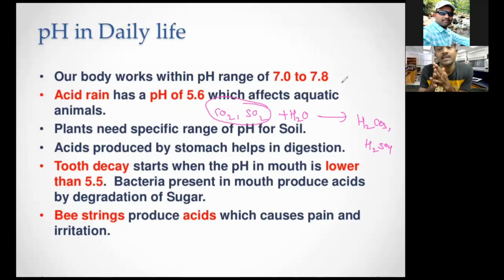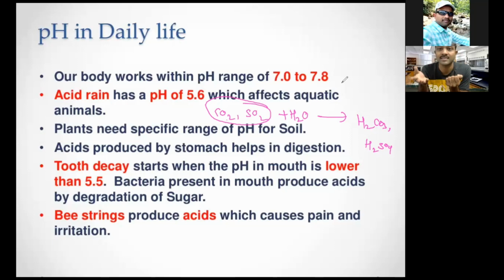Some of the plants require acidic medium. Suppose our soil is neutral, but my plant requires acidic medium. Then what do I have to do here? I have to add acidic substances. What are the acidic substances?